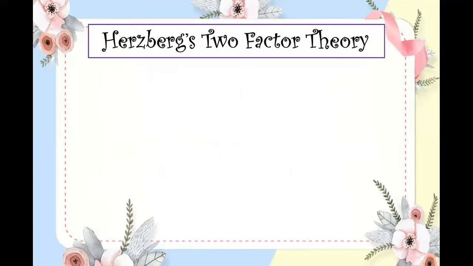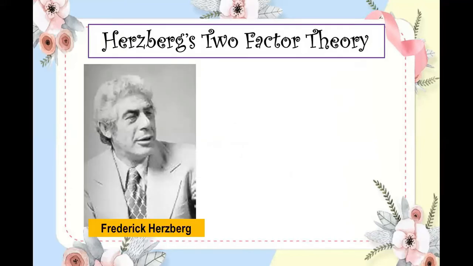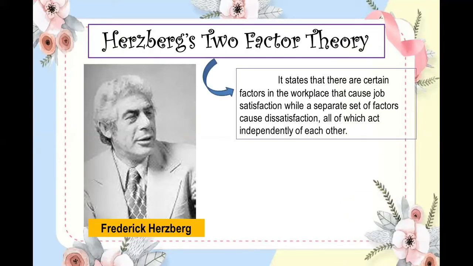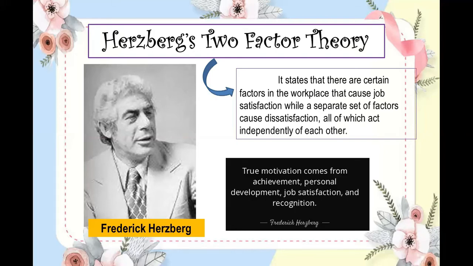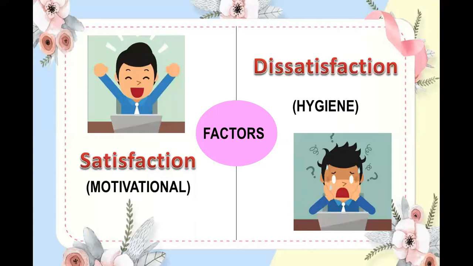The third theory is Herzberg's two-factor theory proposed by Frederick Herzberg. This theory was also built on Maslow's hierarchy of needs. Two-factor theory states that there are certain factors in the workplace that cause job satisfaction, while a separate set of factors cause dissatisfaction, all of which act independently of each other. So the factors that influence job satisfaction are motivational factors, and factors that influence dissatisfaction are hygiene factors.